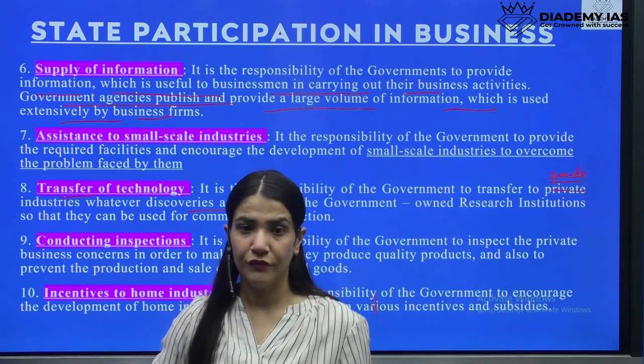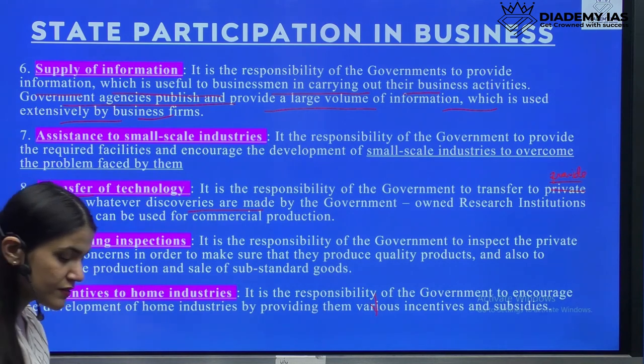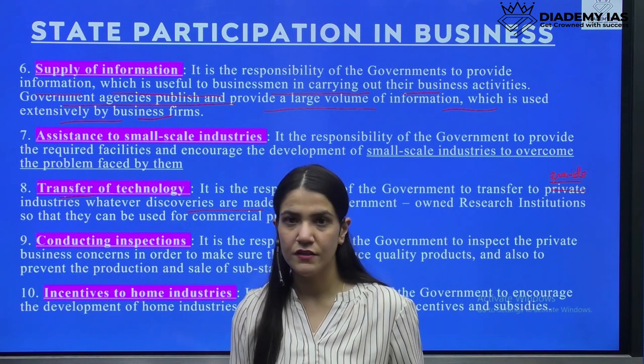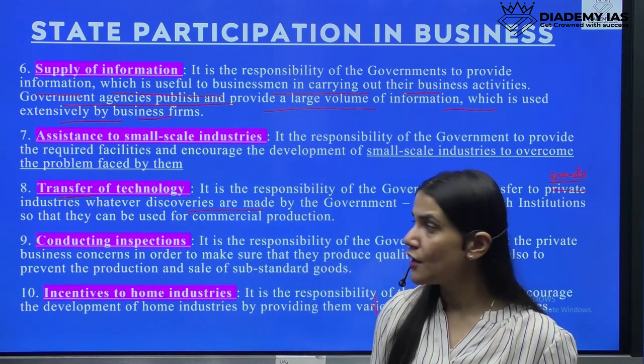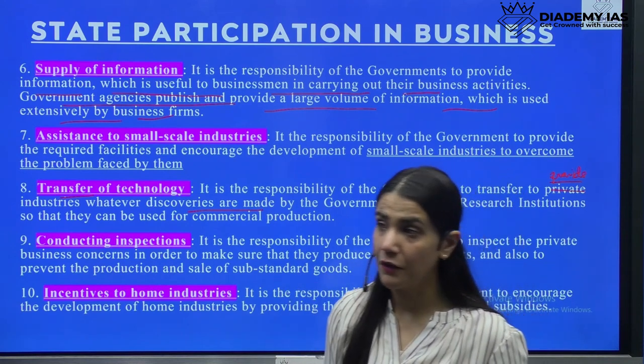Okay, so the Government of India provides certain technology advancements, and with several research institutes, the Government of India has its own government-run research institutes in the context of medicine, aeronautics and all those things. So the transfer of technology, that role is also provided by the government.